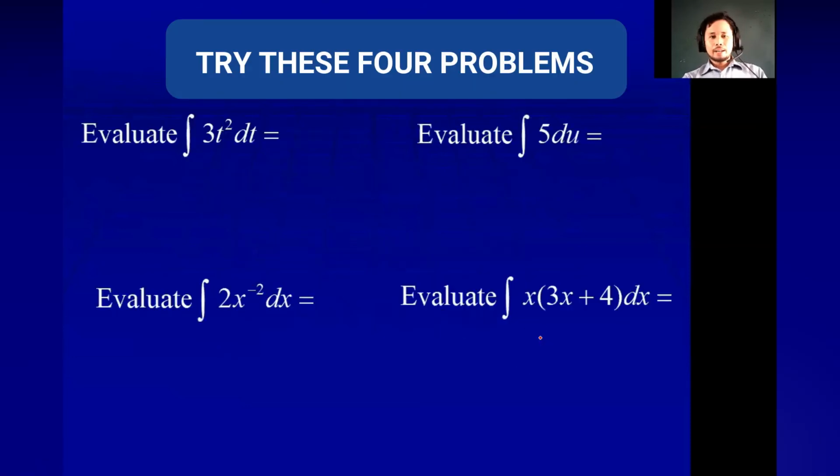So for your task, you answer the 4 problems. First, we have the integral of 3t squared dt. Second, we have the integral of 5 du. Then next, we have the integral of 2x raised to negative 2 dx. And lastly, we have the integral of x times 3x plus 4 dx. So how are you going to answer that?